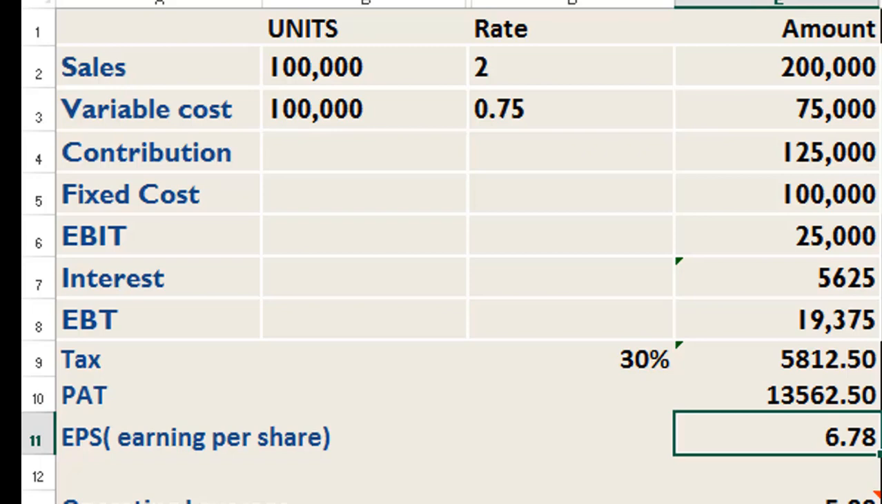Now assume that the fixed cost of the company is 1 lakh, then the operating profit or earning before interest and tax would be 25,000. That is the contribution minus fixed cost. Then the interest has been calculated as 5,625. Now let us see how this interest has been calculated.